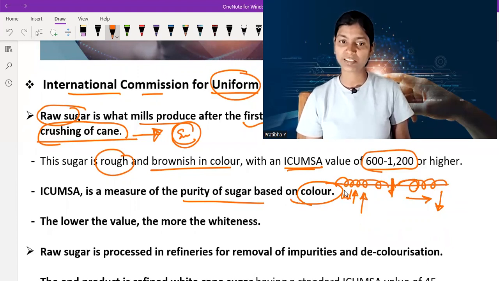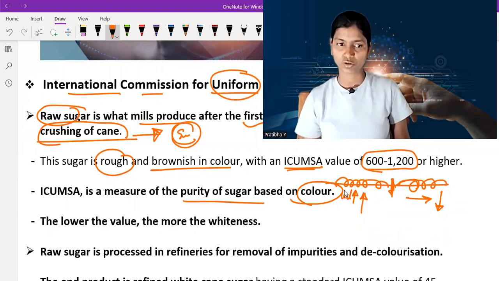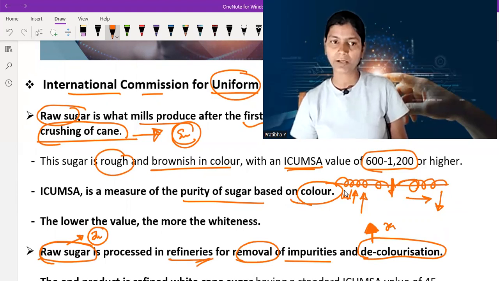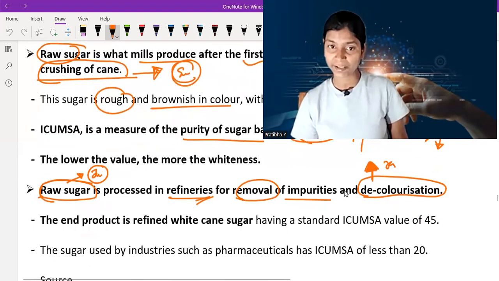Raw sugar is processed in a refinery. Raw sugar, which we obtain after the first crystallization of the juice of crushed cane, is processed in a refinery for removal of impurities and decolorization. That means we decolorize the raw sugar as well as remove the impurities by refining in the refinery. The end product is refined white cane sugar.